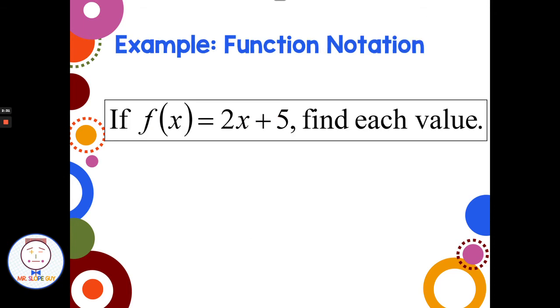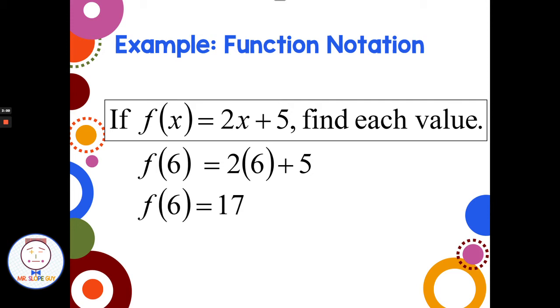So for an example problem, we have if f of x equals 2x plus 5. There's nothing to solve at this point. We just have a function we labeled with f, and it uses the variable x. Now we have something to solve. We have f of 6. So f of 6 just means, hey, on the other side of the equal sign, everywhere you see x, replace it with the number 6. So we can do 2 times 6 plus 5. Well, 2 times 6 is 12, plus 5 is 17. So f of 6 equals 17.